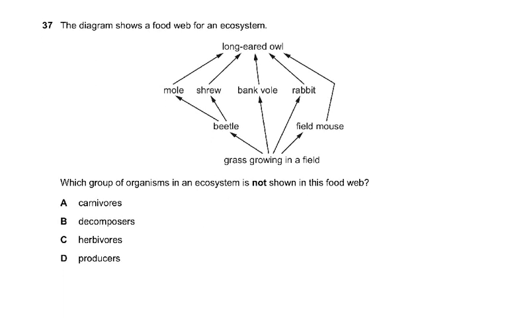Question number 37. The diagram shows a food web for an ecosystem. Which group of organisms in an ecosystem is not shown in this food web? Well, in a food web, you never show the decomposers. The decomposers will decompose anything, the plant matter or the animal matter or any consumer, primary, secondary, tertiary consumer. But we do not show any decomposers in the food web.